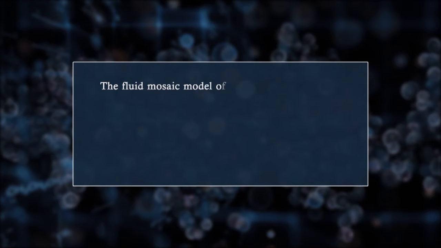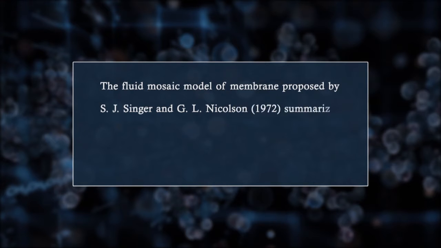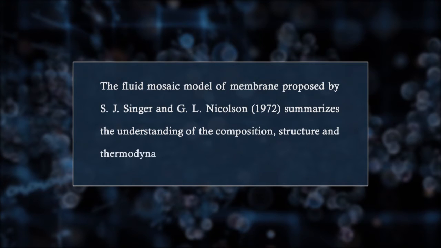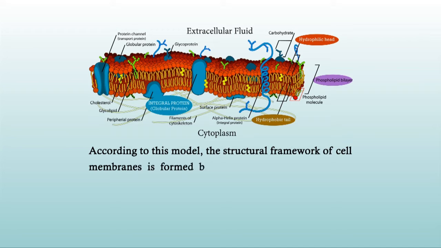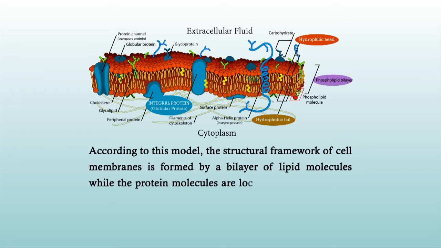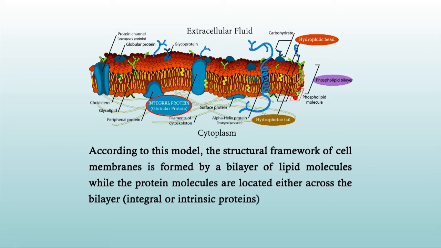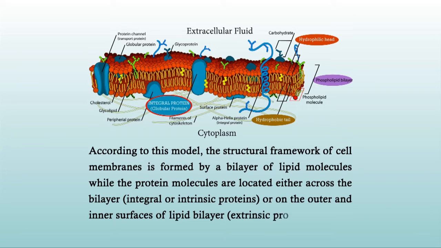The fluid mosaic model of membrane proposed by S. J. Singer and G. L. Nicholson in 1972 summarizes the understanding of the composition, structure, and thermodynamics of the plasma membrane in detail. According to this model, the structural framework of cell membranes is formed by a bilayer of lipid molecules, while the protein molecules are located either across the bilayer as the integral or intrinsic proteins, or on the outer and inner surfaces of the lipid bilayer as extrinsic proteins.